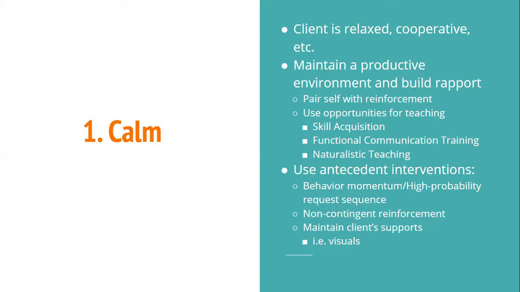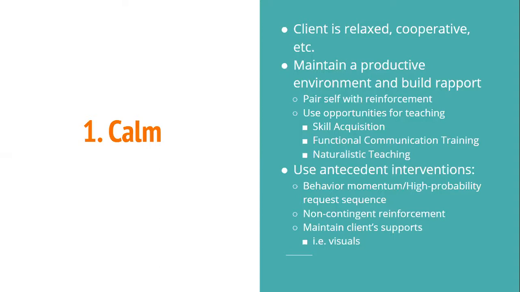When we're trying to have a productive environment, we're not just going to face our clients with the most difficult tasks immediately. We need to build up some momentum to make sure that they're ready to respond to what we have to do. We also want to provide non-contingent reinforcement. So we're going to be providing attention, providing access to things, providing escape from non-preferred activities intermittently, so that it maintains that positive rapport. And the client is receiving reinforcement for doing what they're supposed to be doing.